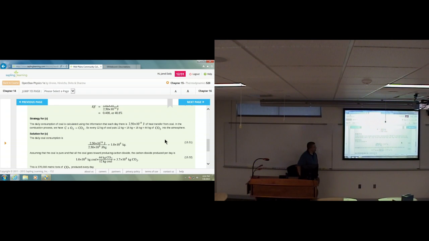And then in part C, they want to know how much CO2 is put in the atmosphere. So they calculate how many kilograms of coal are required for this amount of joules. They tell us how much it is, they tell us how much it creates. And then we use this chemical equation to figure out how much CO2 goes in the air from that amount of coal, essentially doing a little chemistry.